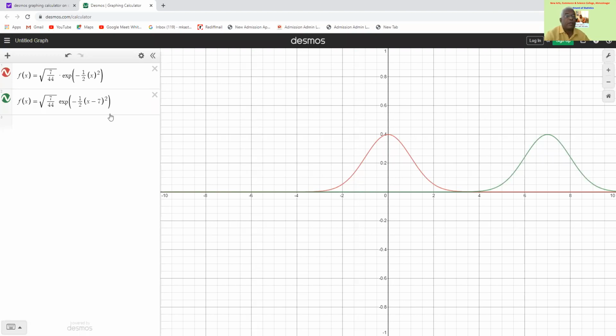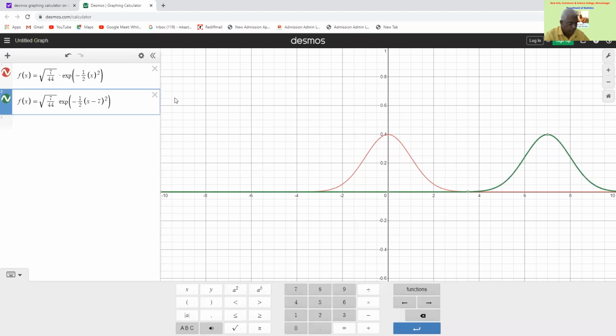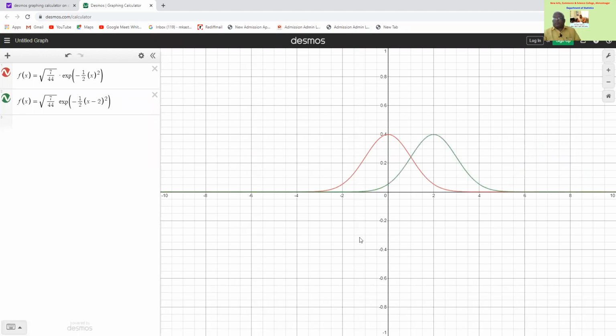Now we'll go to one more. Let us see these two graphs now. Here also you have some similarity and some dissimilarity. In terms of similarity, both are normal in nature.